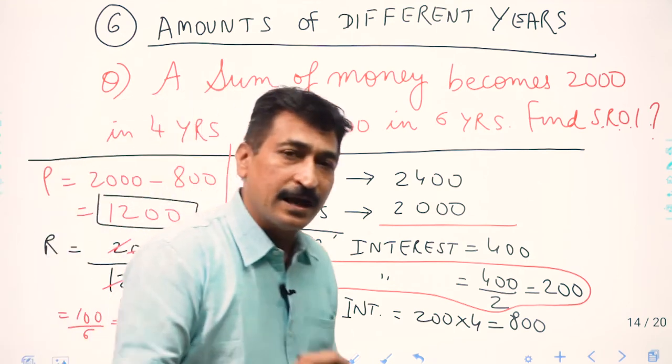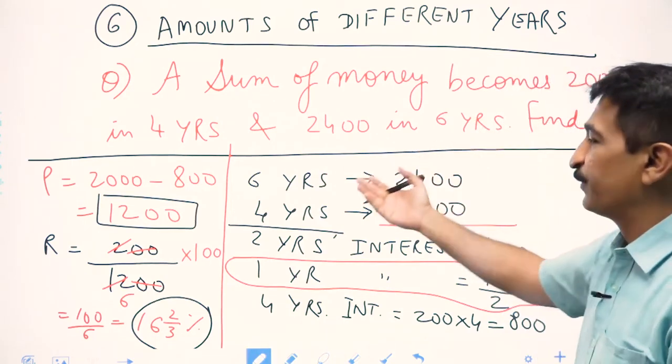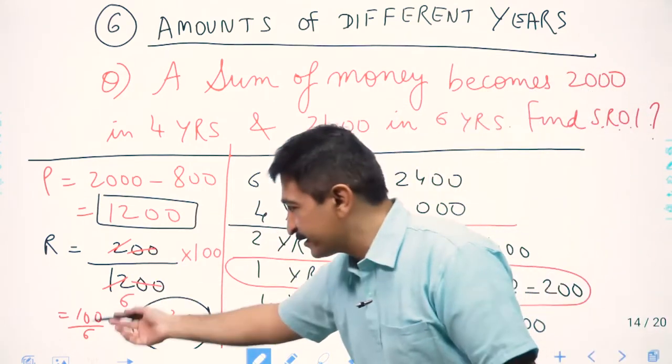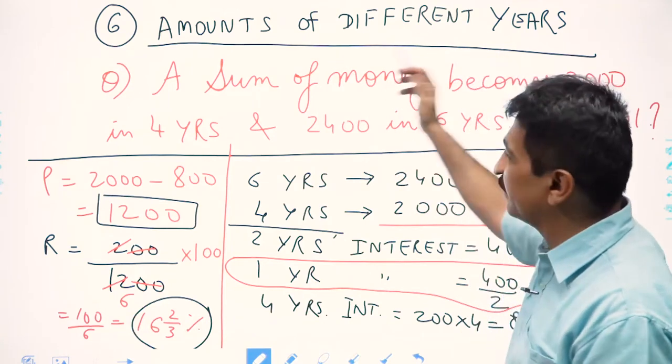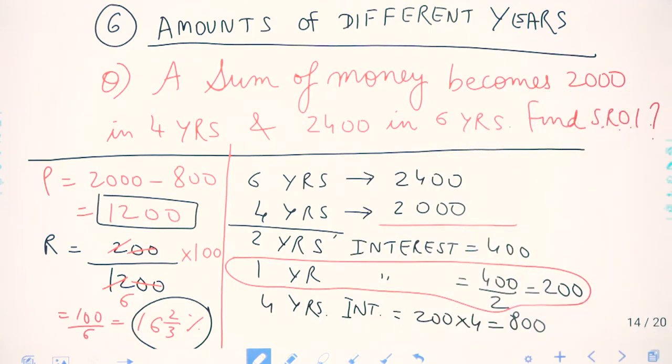So this is how you calculate the principal and the rate when amounts of different years is given. Let us move further. You can copy it. Now we will do type number 7.